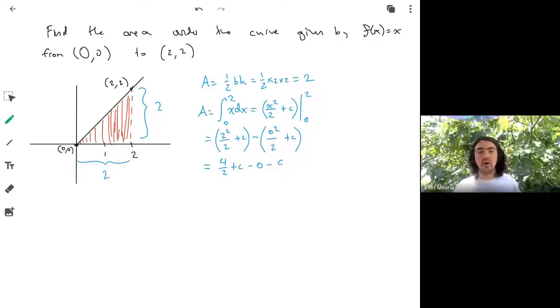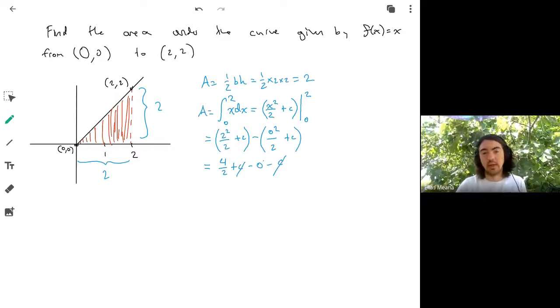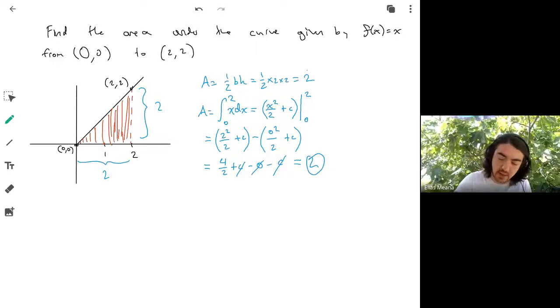They cancel each other off. The c's go away completely, all right? The 0 also obviously goes away, and the 4 divided by 2 becomes a 2. And so guess what? We get the exact same answer that we got by doing the triangle.